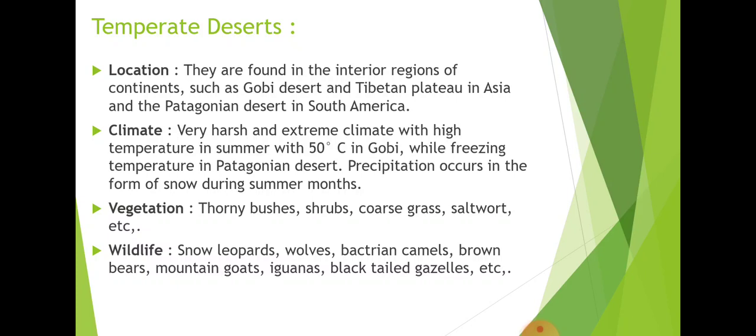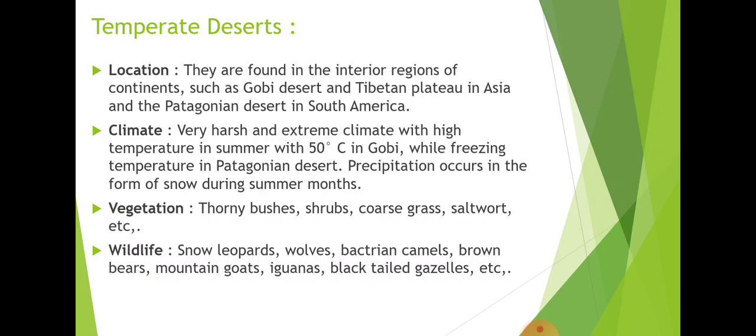Now let us see the location of the temperate desert. They are found in the interior regions of the continents. So basically, the temperate desert is found in the inner part of the continent, such as the Gobi Desert, the Tibetan Plateau in Asia, and the Patagonian Desert in South America. So these are some of the deserts which are found in the internal area of the continents.